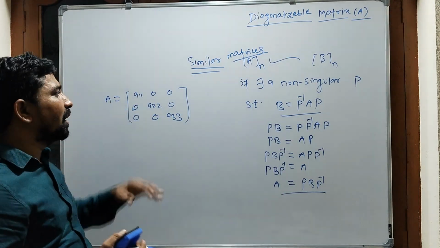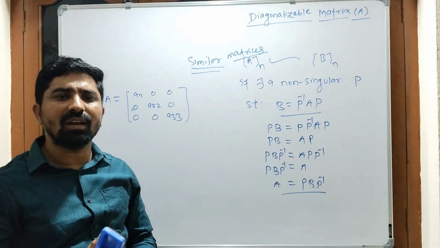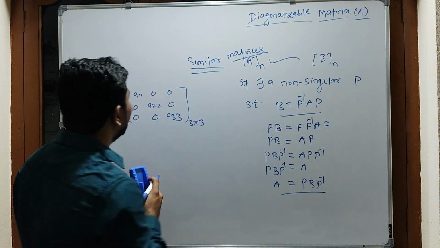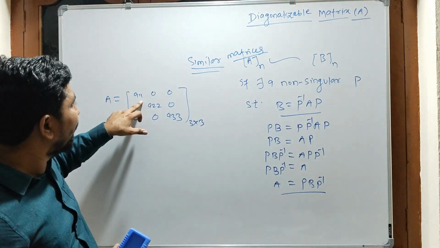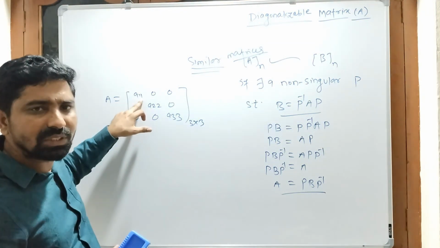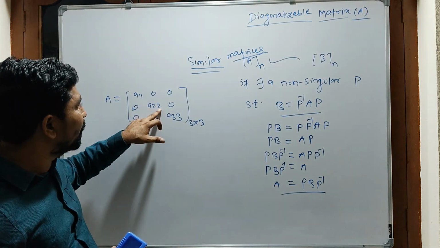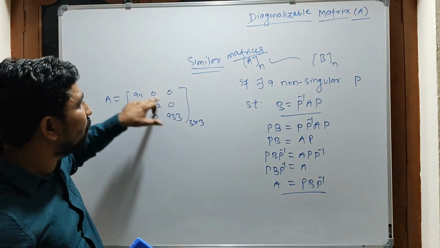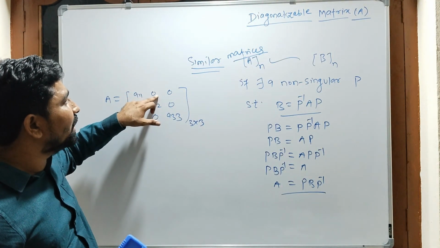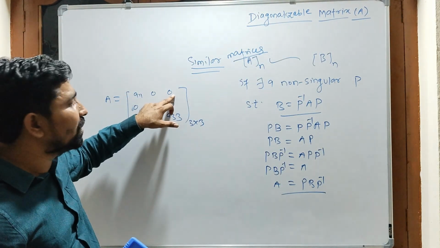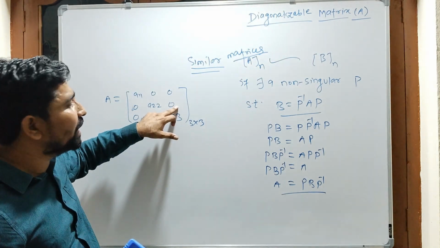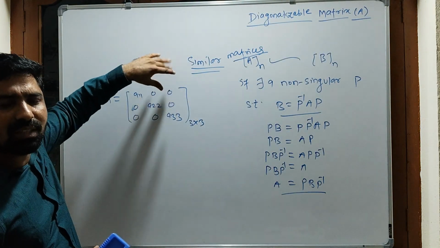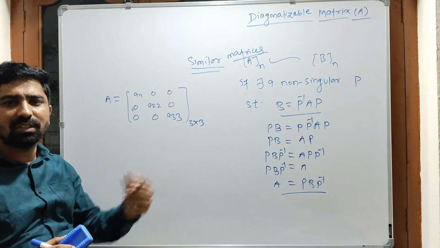So a diagonal matrix is a matrix having all the non-diagonal entries equal to 0. Here this is my matrix A of order 3 cross 3. If i equals j, a_ij, that is a11, a22, a33, are the diagonal entries of this matrix A. And if i is not equal to j, for example the a12 position, the a13 position, the a23 position, these are the non-diagonal entries. If i equals j, these are the diagonal entries.